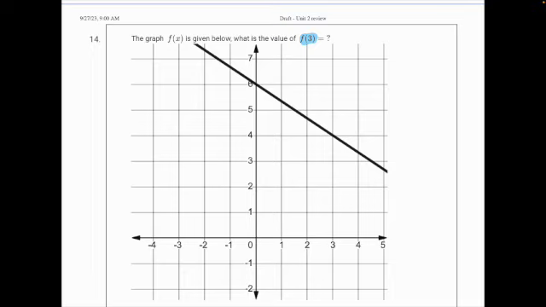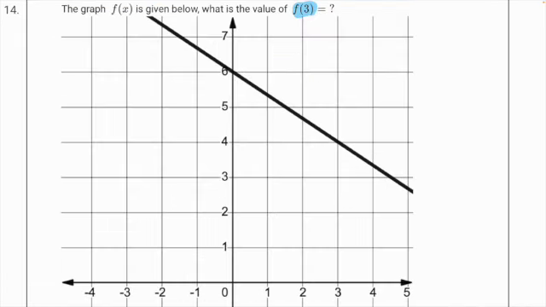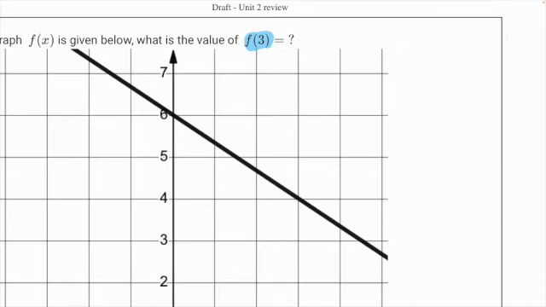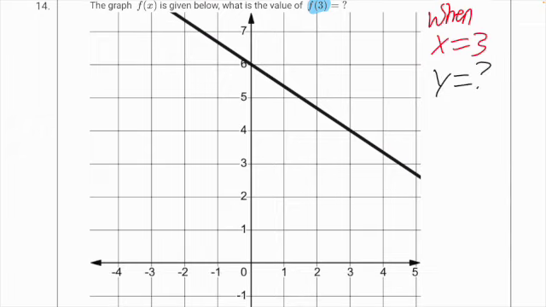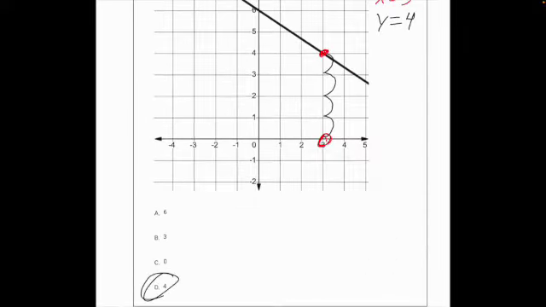Here it's asking us, what is the value f of 3? In this case, it's saying when x equals 3, what does y equal? That's what we're looking for. Well, here, x is 3 right here. And then how many up do I have to go? 1, 2, 3, and 4. And there is my point that I'm looking at. So when x is 3, y is 4. So guys, that is my answer.